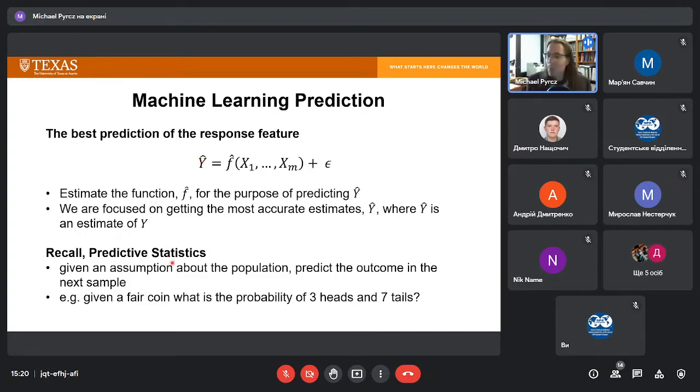Now recall, what is predictive statistics? It's the problem of, I have a fair coin. I inferred the population. The coin is fair. Now what is the probability of 7 heads and 3 tails in the next 10 coin tosses? In other words, given an assumption about the population, predict the outcome in the next sample.